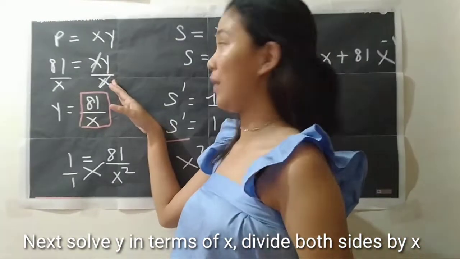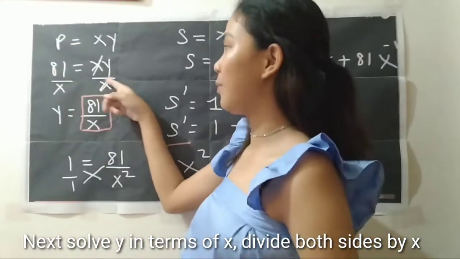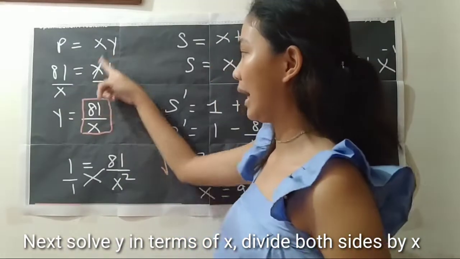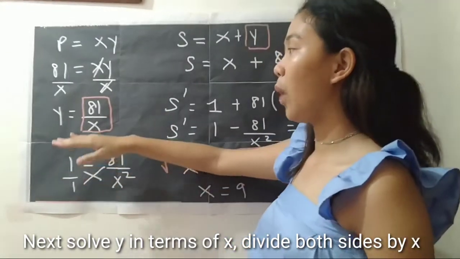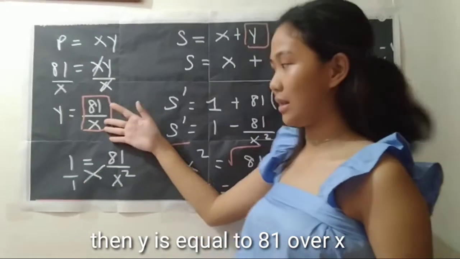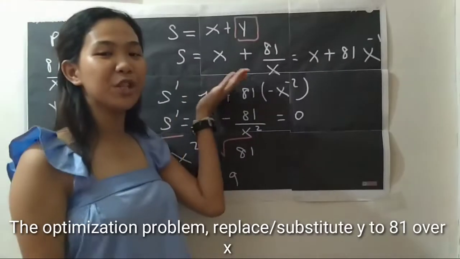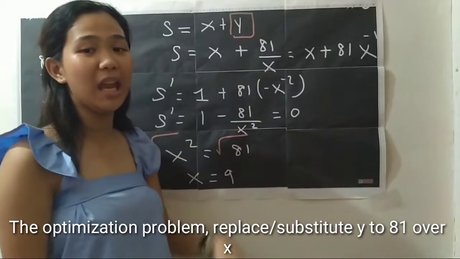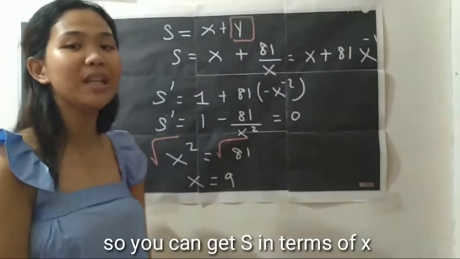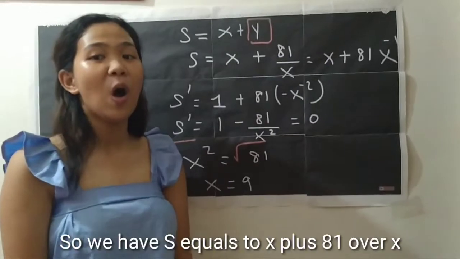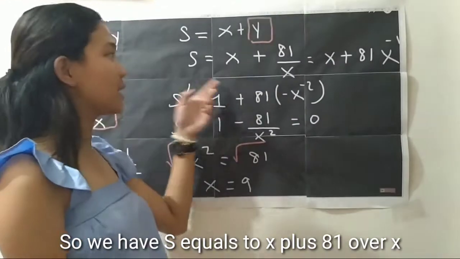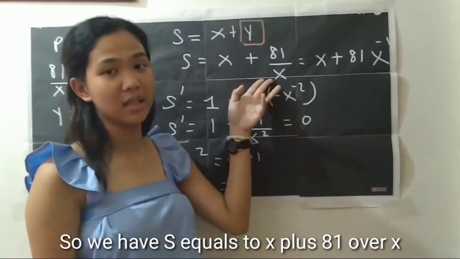Solve y in terms of x. So divide both sides by x, then cancel. y is equal to 81 over x. In the optimization problem, replace y with 81 over x, so you can get S in terms of x only. So we have x plus 81 over x.